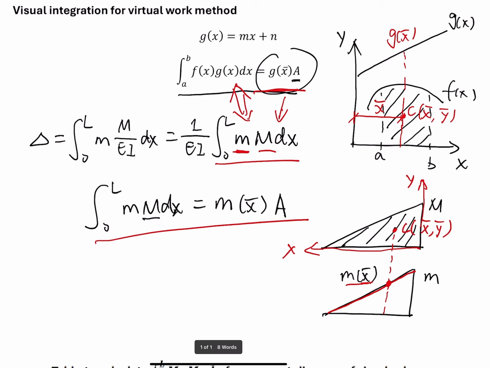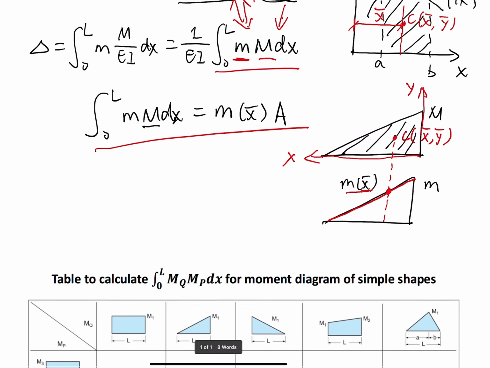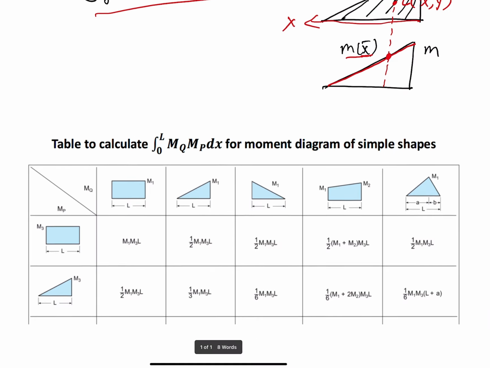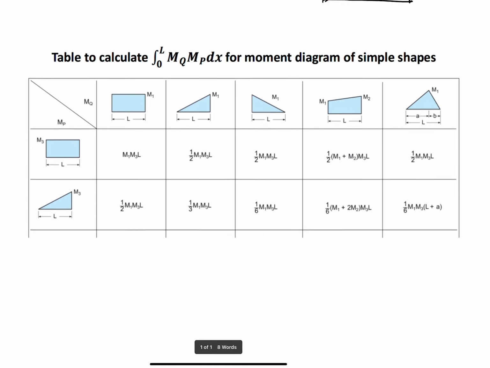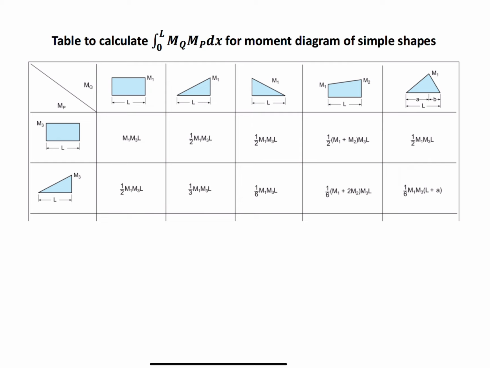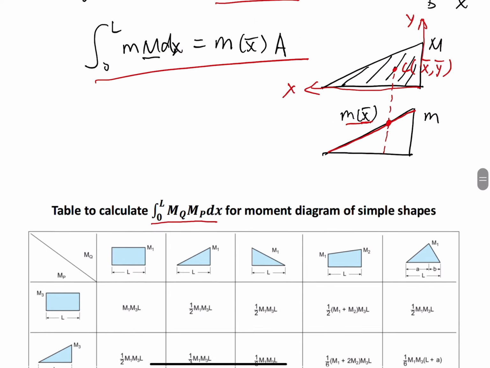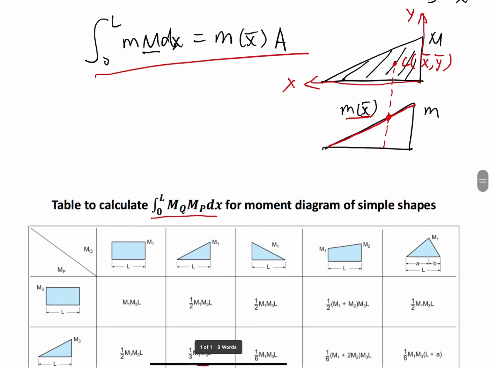But usually we will have a table. In every textbook of structural analysis, you will find a table. In this table, they provide the expressions to calculate the integral from 0 to L of M_Q M_P for the moment diagrams in the virtual work method. We can derive the expression by just using this expression.